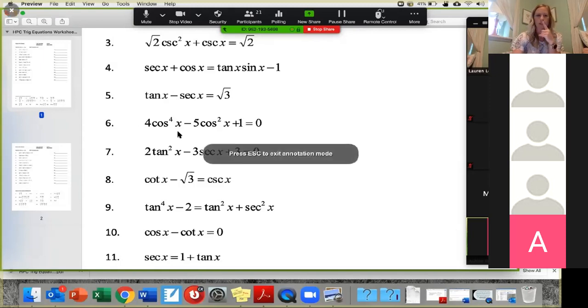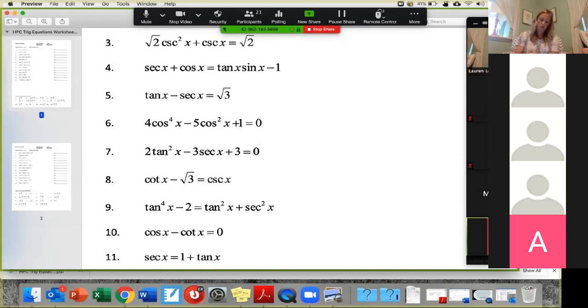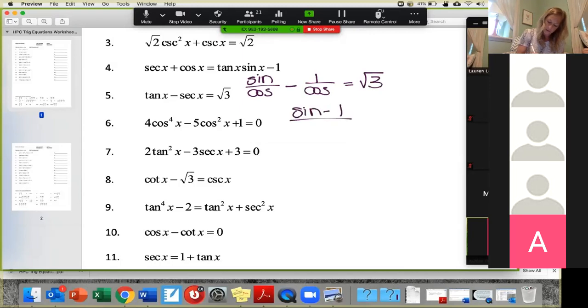Do we still want to go over question 5? Yes, please. Okay. Question 5 is an interesting one because of the solving technique. I worked on the left-hand side to begin with and started with tangent being sine over cosine, secant being 1 over cosine. You have a common denominator already, so that makes it sine minus 1 over cosine is equal to root 3. Back when we did proofs, we talked about the fact that essentially it's impossible to replace a single sine or a single cosine by itself.